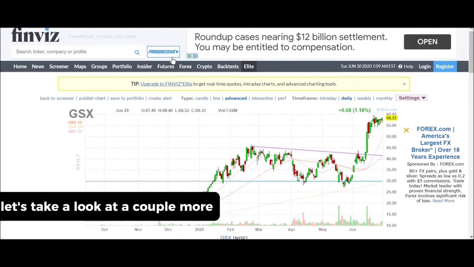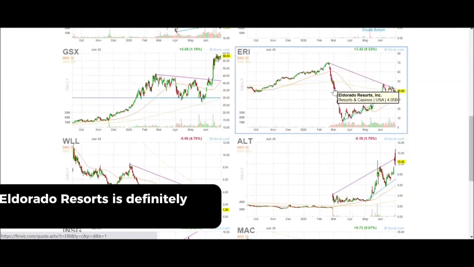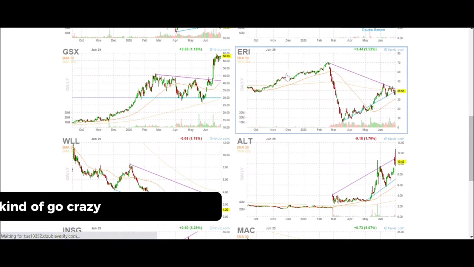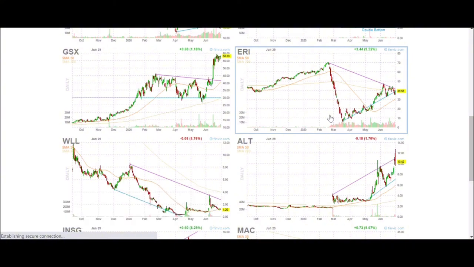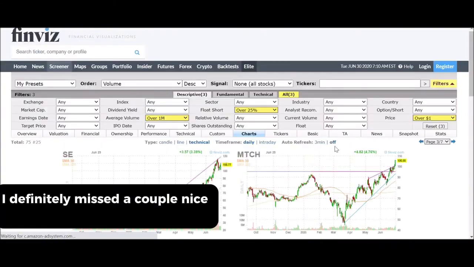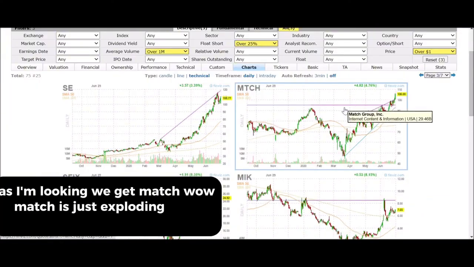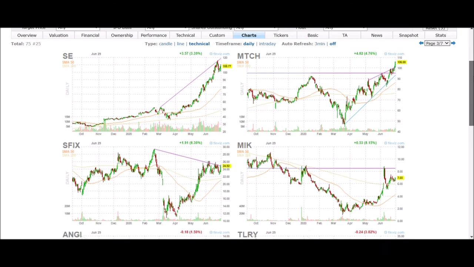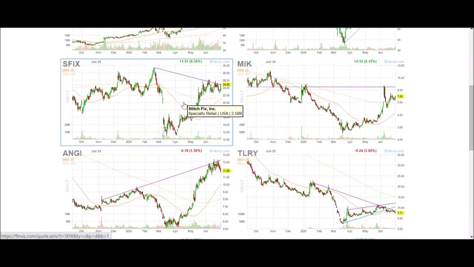Let's take a look at a couple more. El Dorado Resorts is definitely one that I've seen kind of go crazy with the squeeze and with short sellers pushing it down. I'm going to keep looking here. I definitely missed a couple nice charts here too, by the way, as I'm looking. Look at Match. Wow. Match is just exploding right now. Definitely a short squeeze. Stitch Fix is another one that I'm going to have to look up.